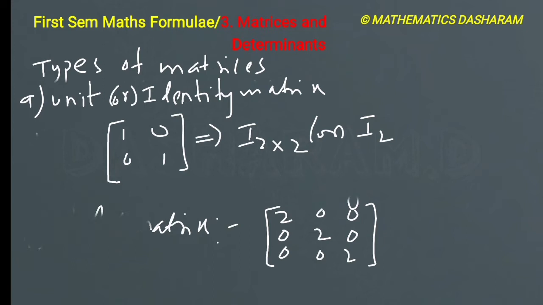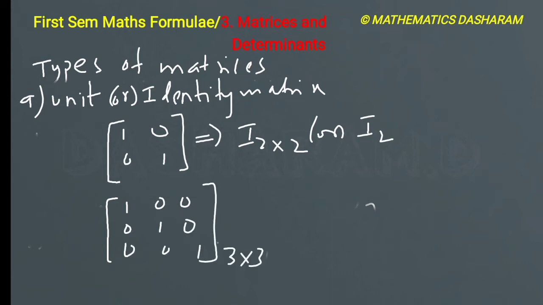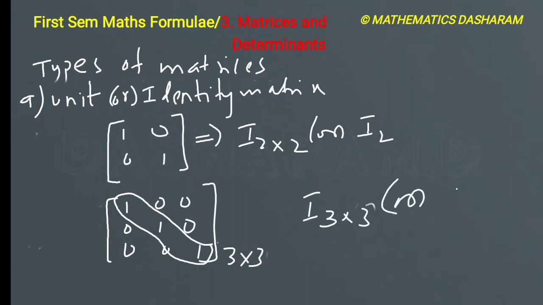Next one is 1, 0, 0, 0, 1, 0, 0, 0, 1. It is a square matrix with order 3, and in this the diagonal elements are equal to 1 and the remaining elements are 0, so it is called a unit matrix or identity matrix with order 3. So we can write in shortcut I3.